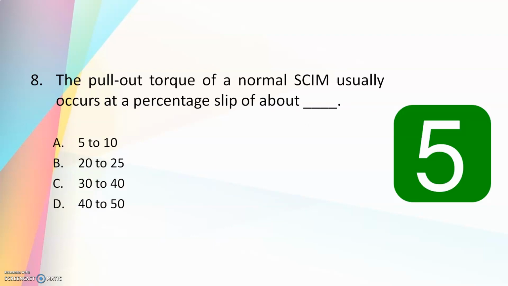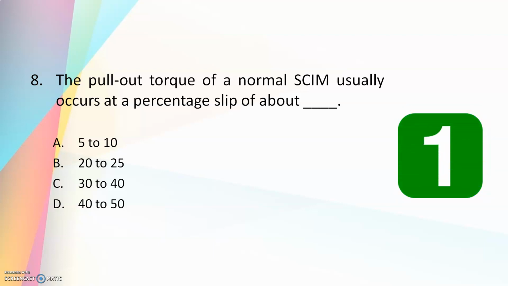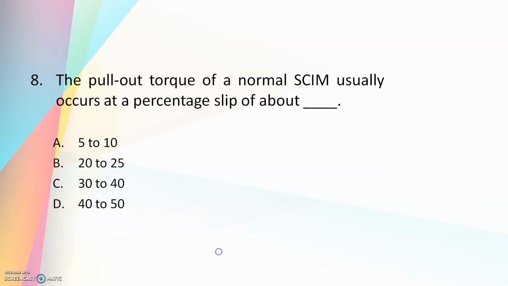The pull-out torque of a normal squirrel cage induction motor usually occurs at a percentage slip of about 5 to 10, 20 to 25, 30 to 40, 40 to 50. And here you go. And the answer is 20 to 25. So the pull-out torque of a normal squirrel cage induction motor occurs at 20 to 25 percent.